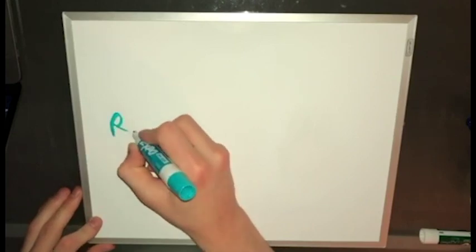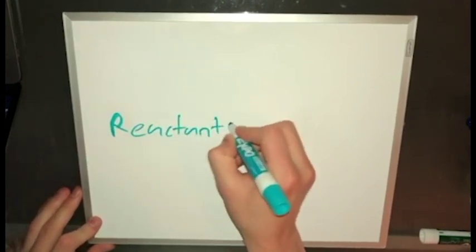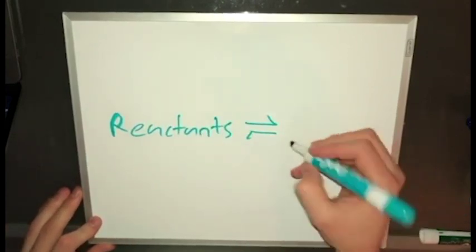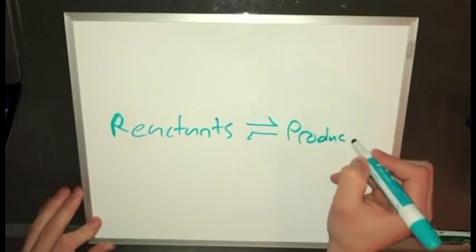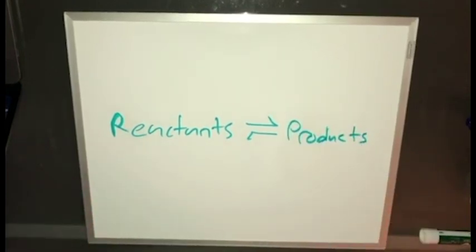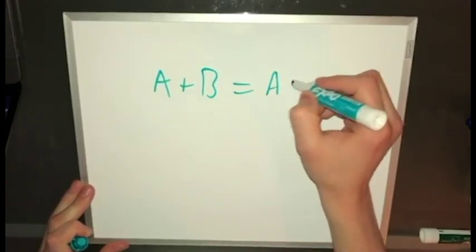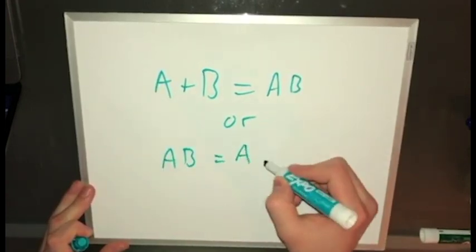To begin, dynamic equilibrium is achieved in a reversible reaction at the instant at which the rate that products are being formed is equal to the rate that reactants are formed. In other words, the rate of the forward reaction is the same as the rate of the reverse reaction. This can be described in two simple equations. The first being A plus B equals AB, or AB equals A plus B.